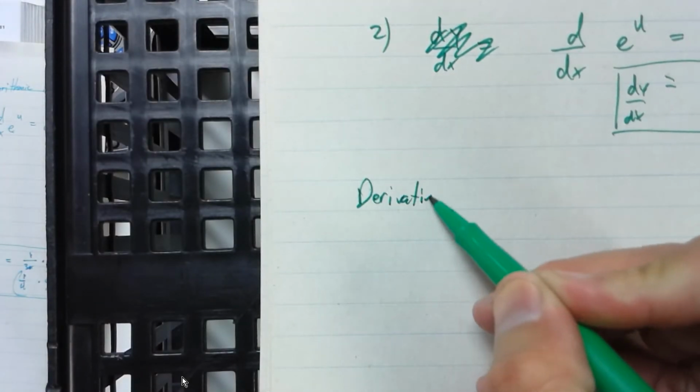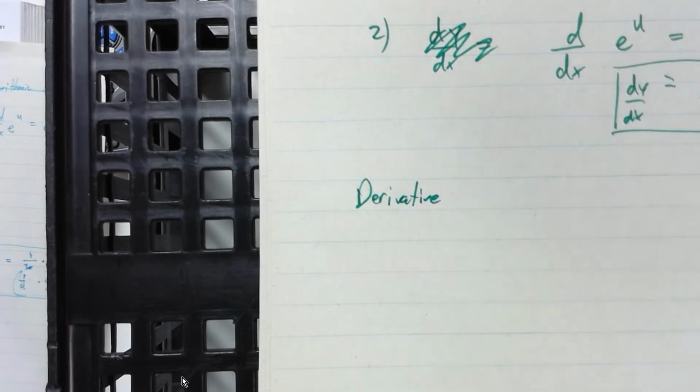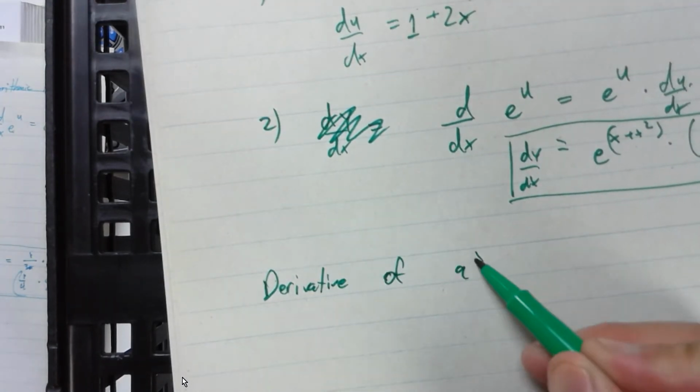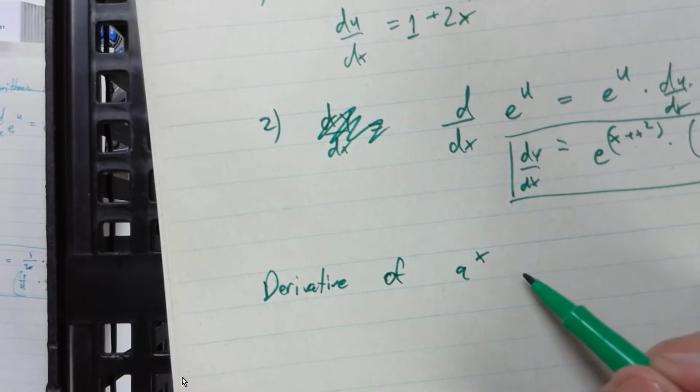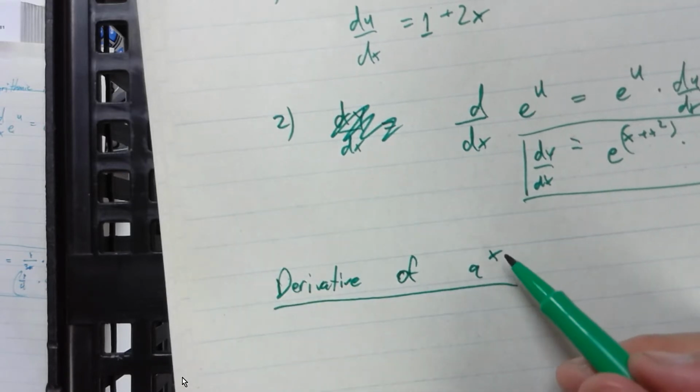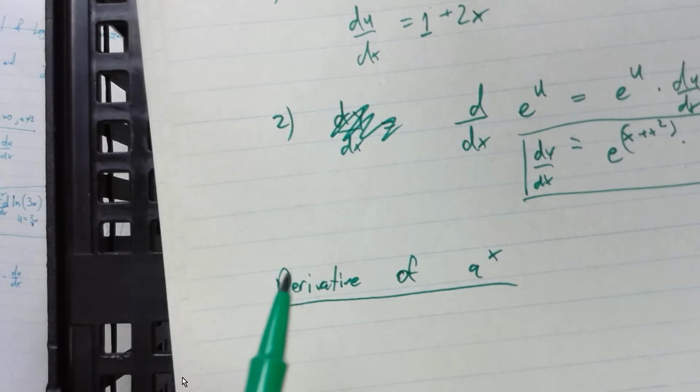So let's find an example for the derivative. If you have any questions, or you're having any troubles learning this, please come in and talk to me, and I can help you out. The derivative of a to the x, okay, or some kind of constant to the power of x. Let's have an example here.